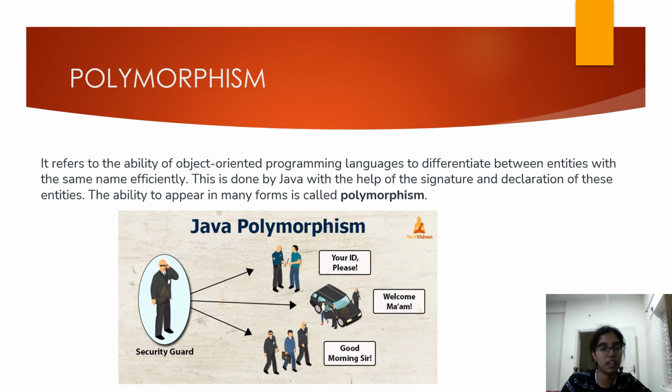Coming to the last pillar, polymorphism. It refers to the ability of object-oriented programming to differentiate between entities with the same name efficiently. That means a function can be used for multiple purposes. This is done by Java with the help of the signature and declaration of these entities.